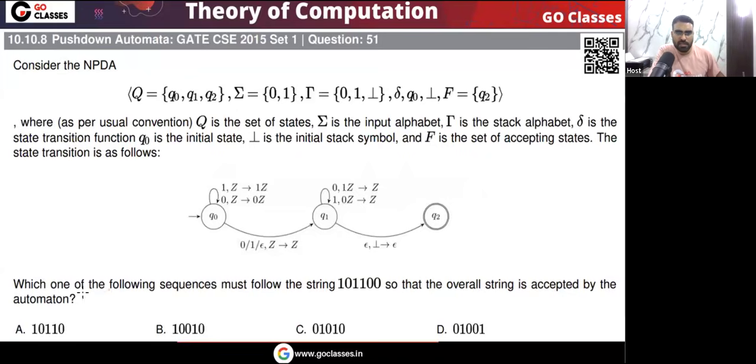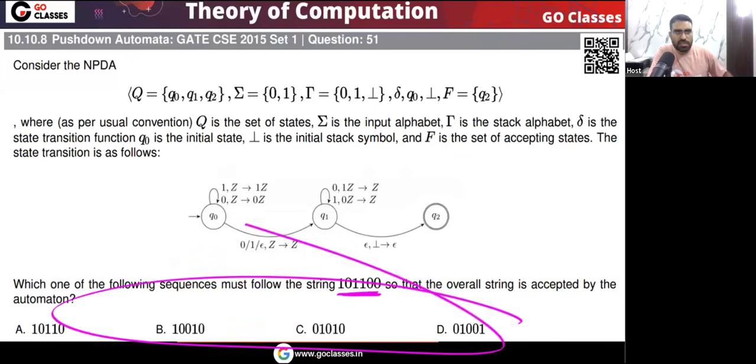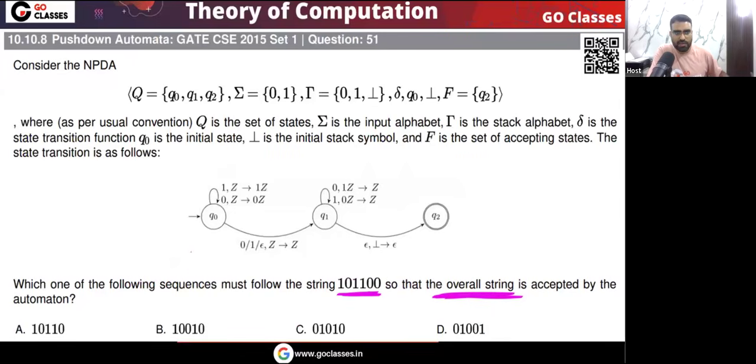The question is asking which of the following sequences must follow the string. This string is given to you. Now the question is asking what must follow such that the overall string will belong to the language. The initial part w is given to you, and we need to find what should follow so that the overall string will belong to the language. This is what the question is asking.